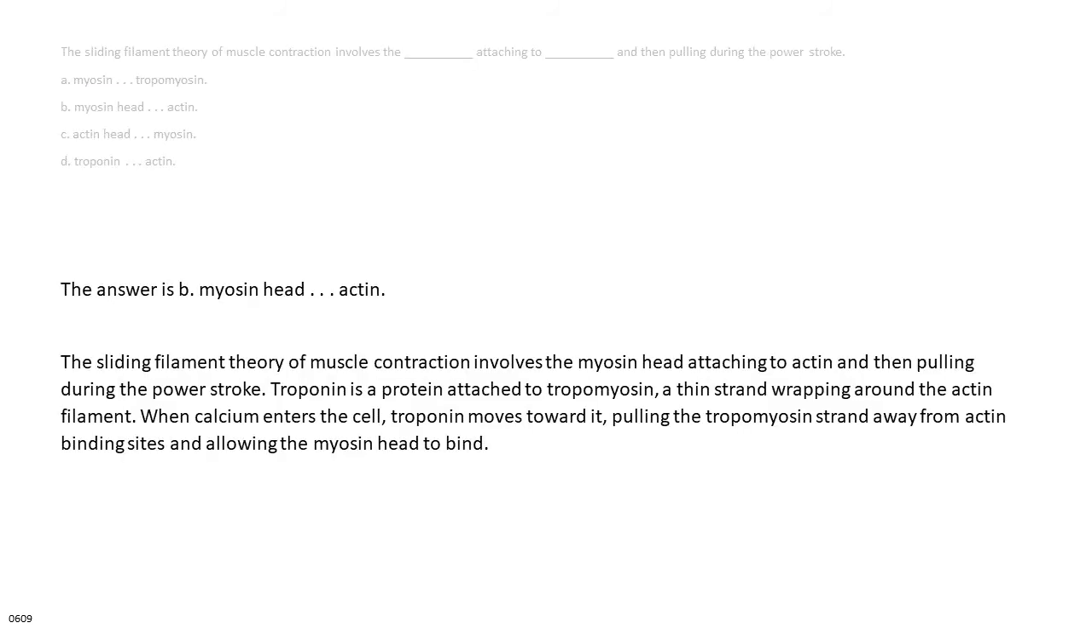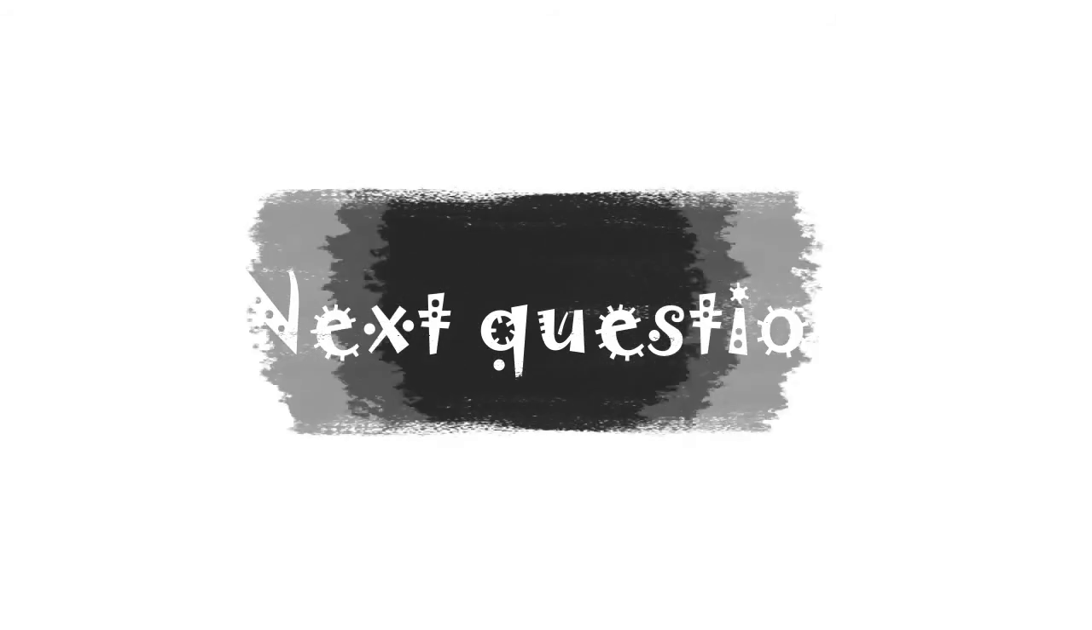The answer is B. Myosin head, actin. The sliding filament theory of muscle contraction involves the myosin head attaching to actin and then pulling during the power stroke. Troponin is a protein attached to tropomyosin, a thin strand wrapping around the actin filament. When calcium enters the cell, troponin moves toward it, pulling the tropomyosin strand away from actin binding sites and allowing the myosin head to bind.